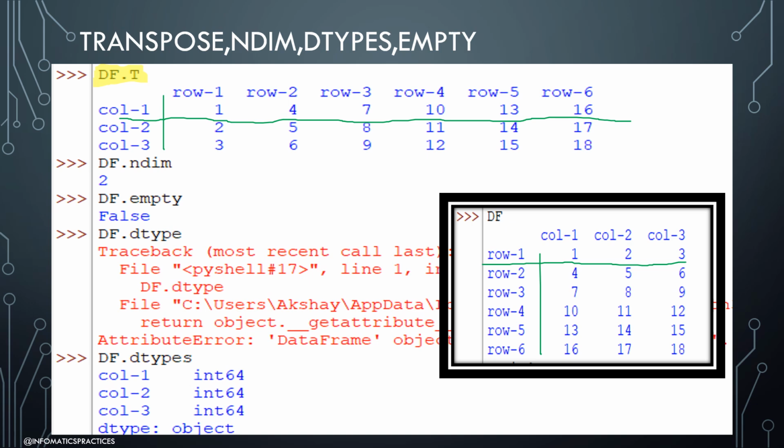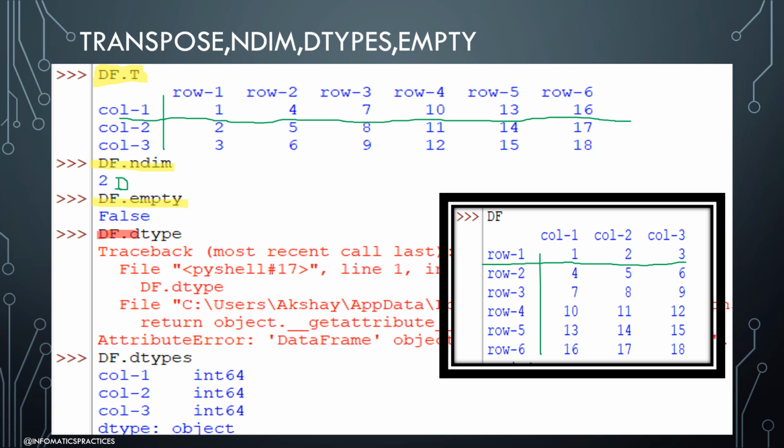Similarly, when I write df.ndim, that means number of dimensions, because it is a row and column structure, that means it is 2-dimensional. 2 is thus the output. Now when I write df.empty, it checks if the df is empty. If it does not have any value in any of its positions, then it will give us True. However, all the values here are filled, thus it tells us False as the output.